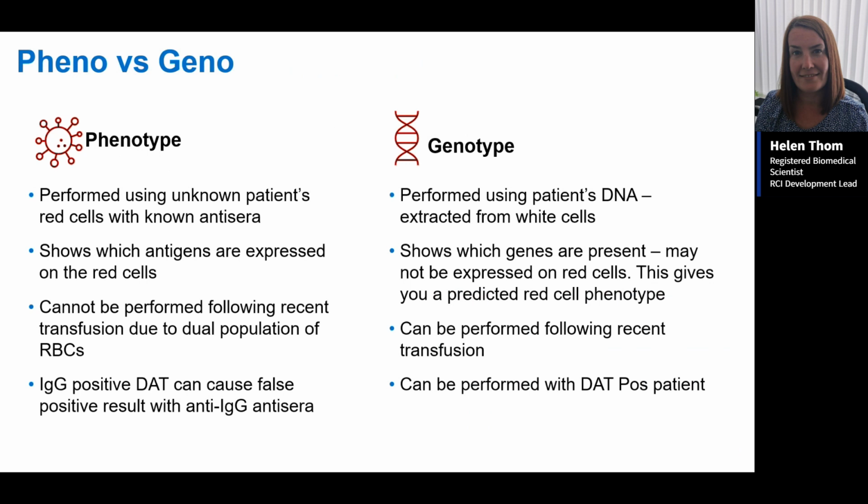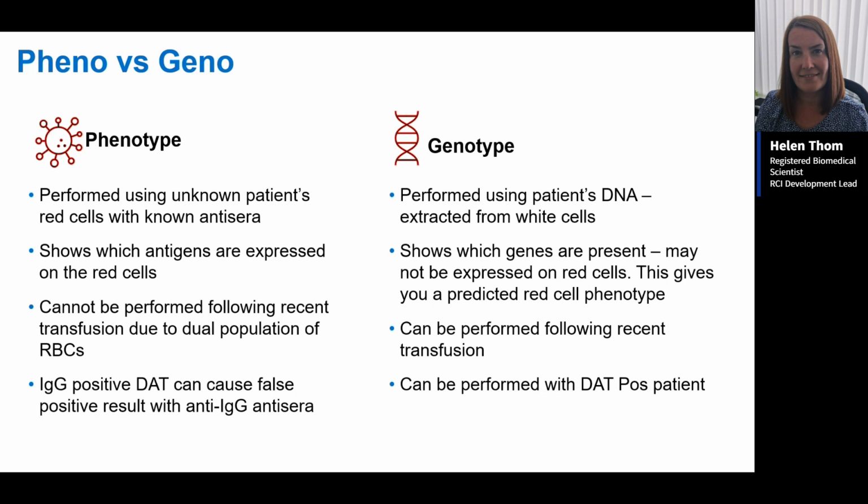Another thing I want to cover with you today is pheno versus geno. Phenotyping, we use to determine what red cell antigens are on the patient's red cell, and it shows what's actually expressed. If you're testing the patient's red cells, you mix them with your anti-sera, and you're going to get a positive or a negative result. If it's positive, it shows that the antigen is present. If it's negative, it shows that the antigen isn't present.